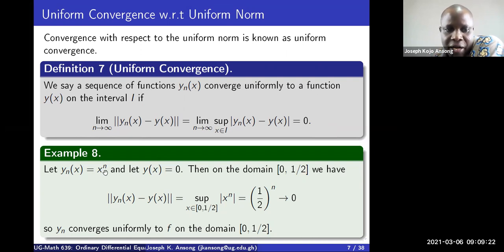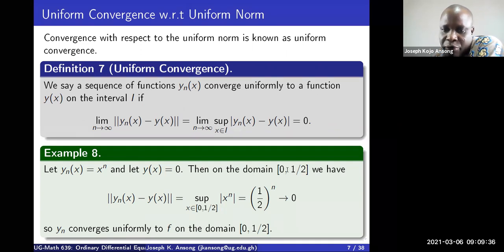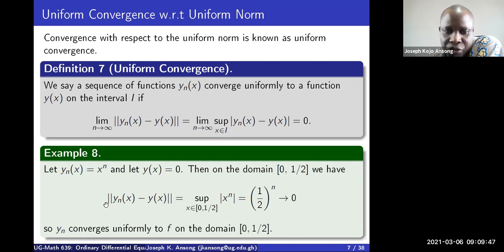y_n of x is equal to x to the n, a sequence of functions. We'll let y of x be equal to 0, basically the function that it converges to. Then on the interval 0 to 1 over 2, in other words, if you pick any value of x in this interval, you can show that y_n of x converges to 0 for all the values here. Now, to do that, we'll take the sup norm of y_n of x minus y of x.